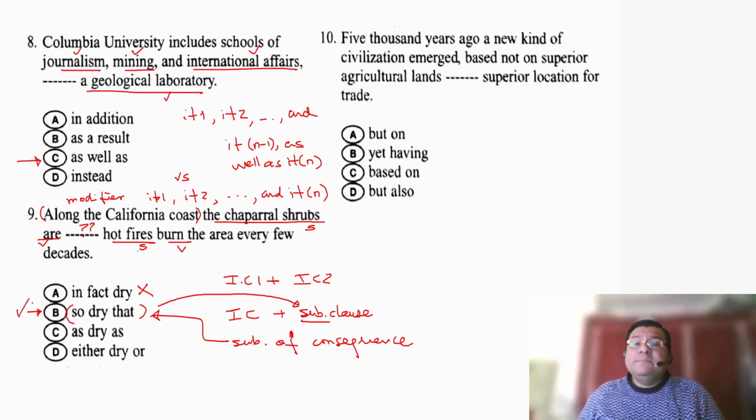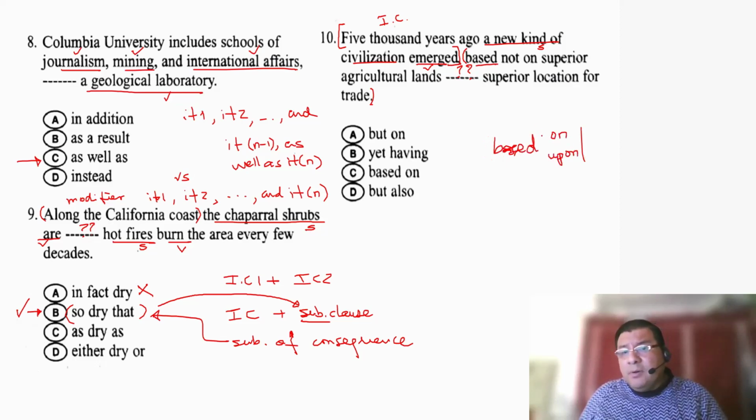Number 10. 5,000 years ago, a new kind of civilization emerged, based not on superior agricultural lands, yada yada, superior location for trade. Okay, we have 1 independent clause at the beginning, finishing on a comma. We have a new kind of civilization. This is our subject, right? And then "emerged" is the conjugated verb. Then we have a participial phrase starting with this verb "based." But the verb "based" is usually used in this structure, right? It's "based on" or "based upon" something. That's the way we use this verb. Something is based on something else. So we say based not on superior agricultural lands, superior location for trade.